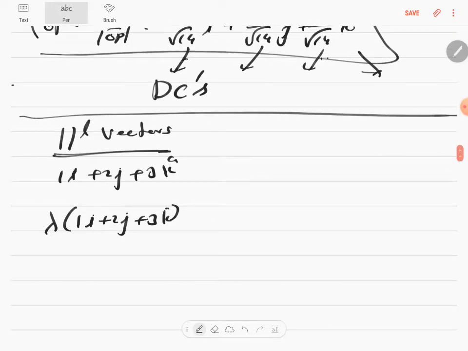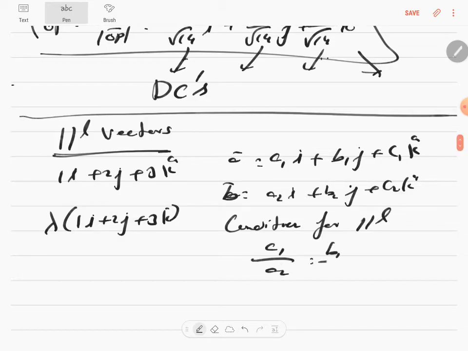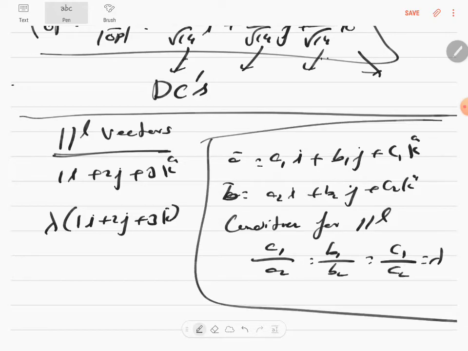But theoretically, how do we say that? Suppose one vector, a vector, is a1i plus b1j plus c1k. Another vector, b vector, is a2i plus b2j plus c2k. Then the condition for the two vectors to be parallel is a1 by a2 is equal to b1 by b2 is equal to c1 by c2 is equal to lambda. This is the theoretical part of it. Otherwise, you can say one vector is lambda times another.